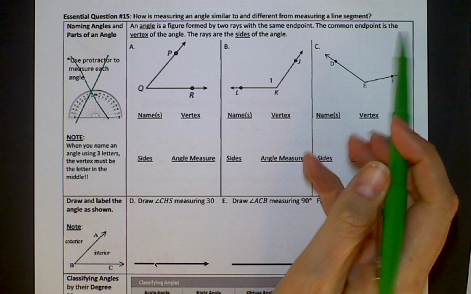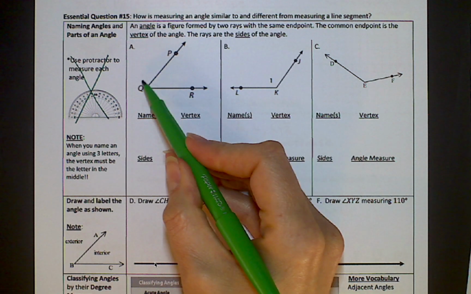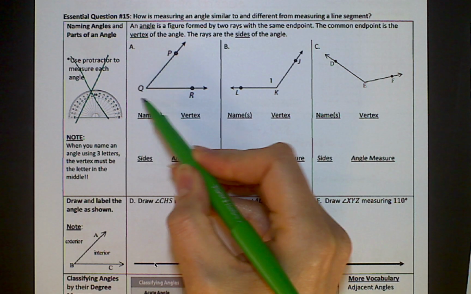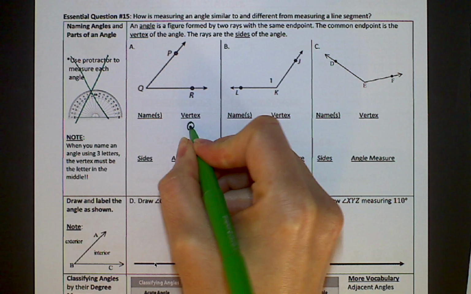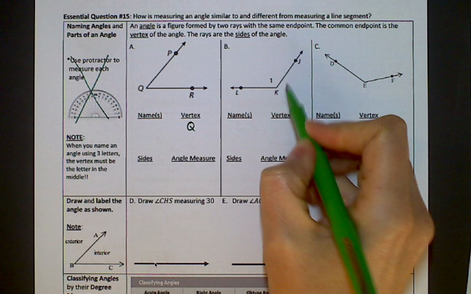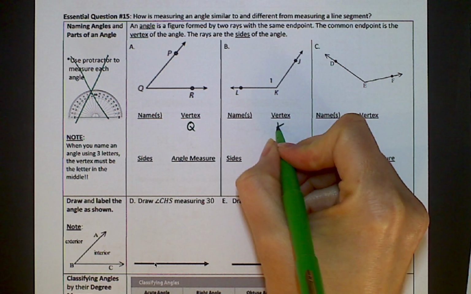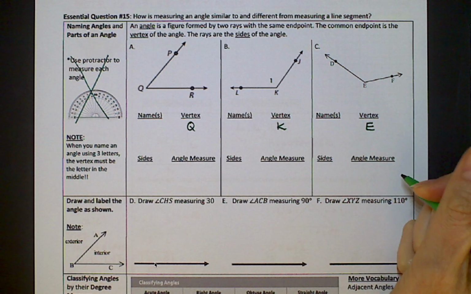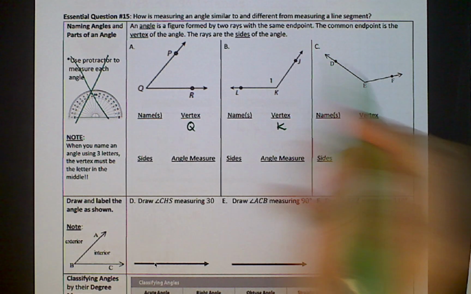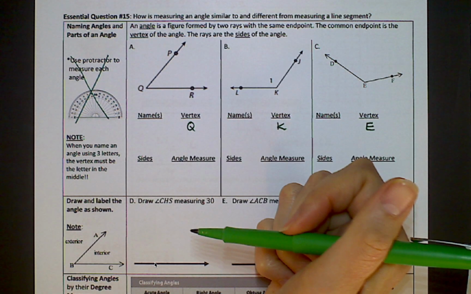The common endpoint is called the vertex. So for instance, where they both meet is the vertex. So if I was naming the vertex, this would be Q, okay? If I was naming the vertex here, this would be K. If I was naming the vertex here, this would be E, okay? So our vertex is going to be where the two rays meet up, okay?